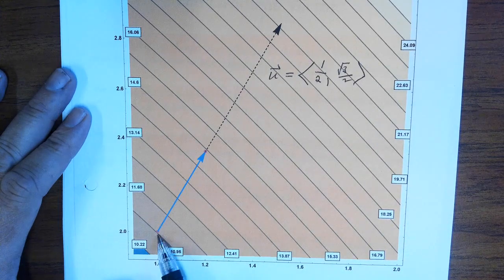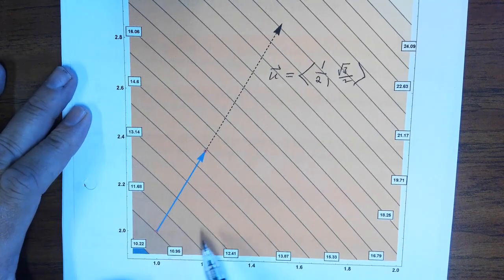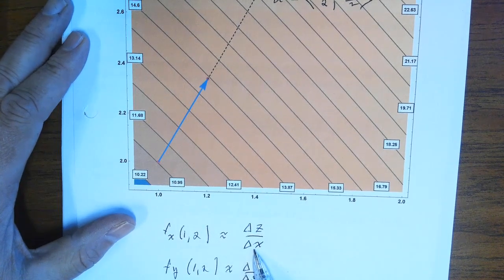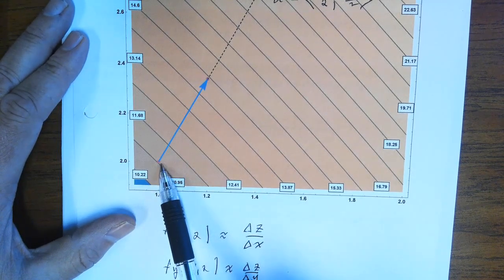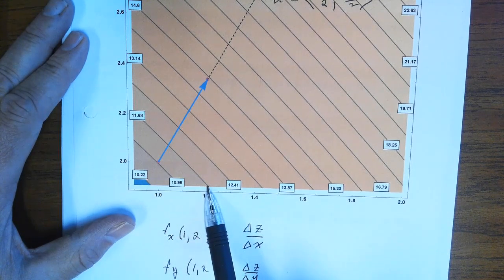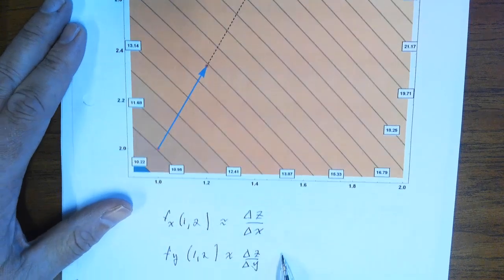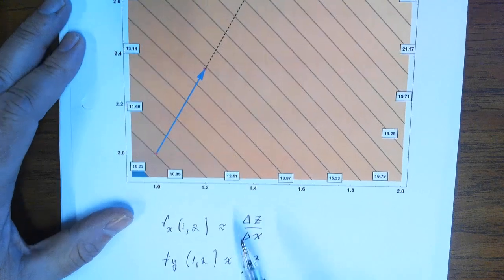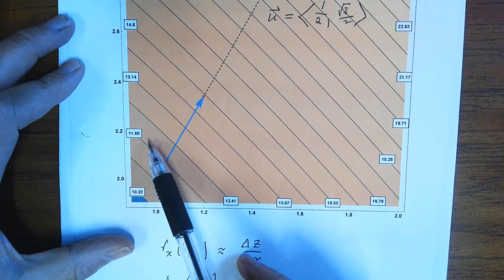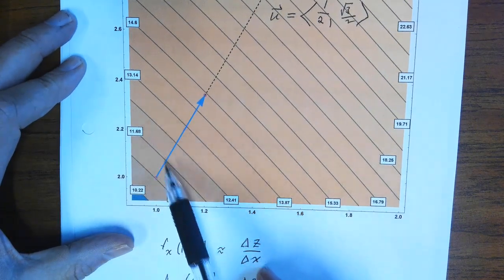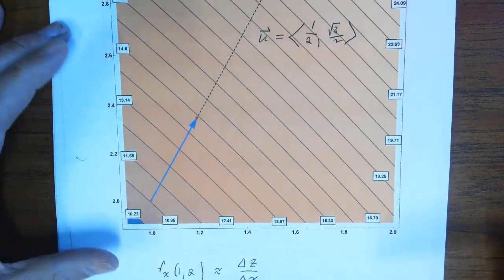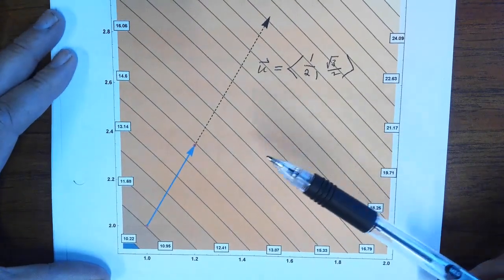We also know at a point how to estimate the partial with respect to x. We can use a change in z divided by a change in x. So for example, we could look at the change in z value when we go from this contour to the one where x is 1.2. Likewise, if we want to estimate the partial with respect to y at (1, 2), we would use this point right here, and we would go up or down a certain distance, delta y, and we could estimate the partial with respect to y.